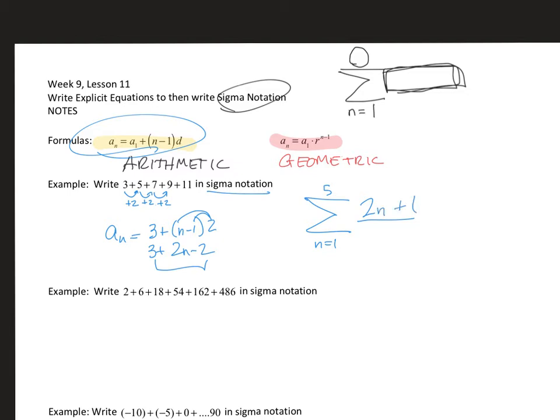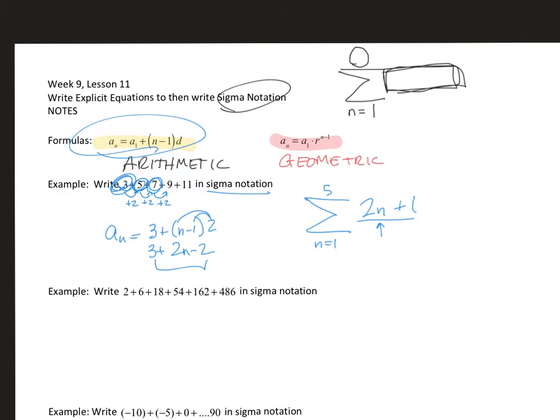Now, the best thing in the whole world about math, in my opinion, is that I can always check. So try it out. If you put 1 in here, you get 3. If you put 2 in there, you get 5. If you put 3 in there, it works. You can always double check. It's never a guess.